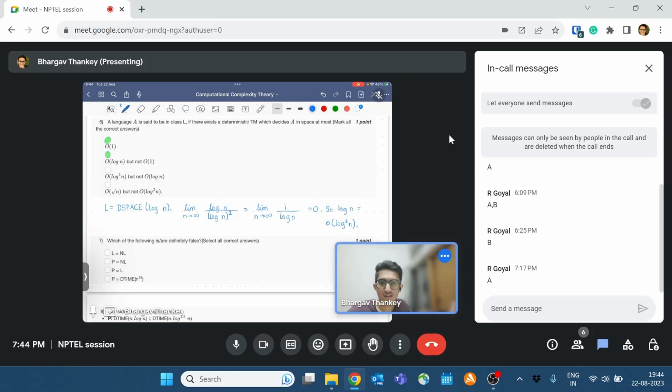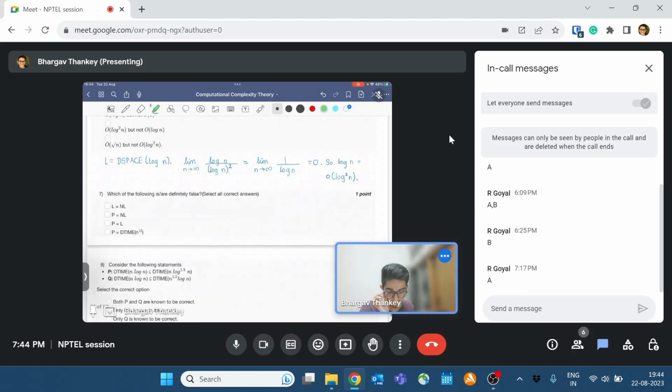So log square n is not log space, it's log square space. These two are not the same. So then only A and B are correct. Okay, is this fine? Yes.